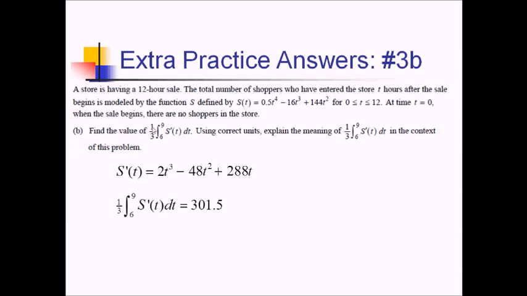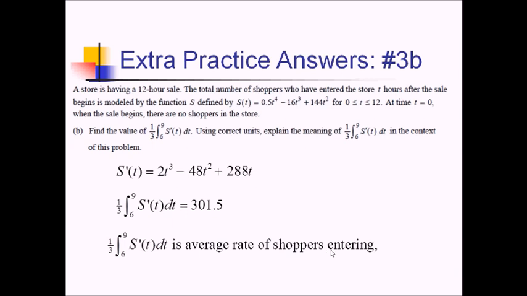This was really 1 over 9 minus 6 times the integral from 6 to 9 of s prime of t dt. So this is an average value that's happening. This is the setup for average value. What are we averaging? Well, if s is the number of shoppers who have entered the store, s prime is the rate at which shoppers are entering. So I'm averaging the rate and getting the average rate at which shoppers are entering the store.